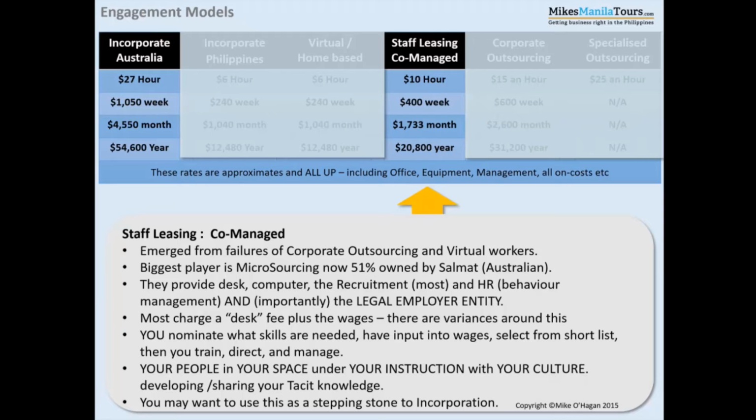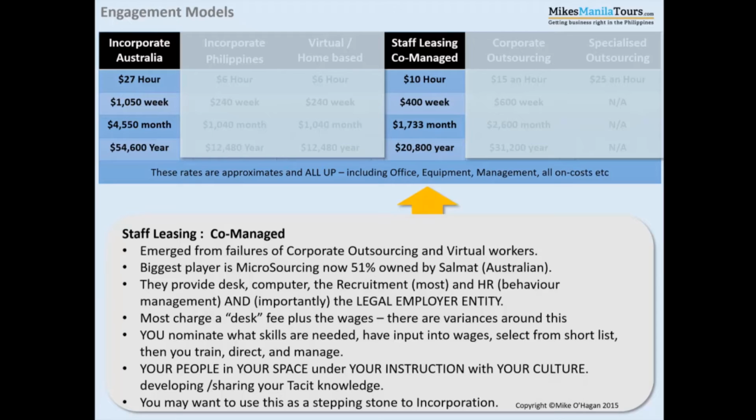The biggest player is a company called Microsourcing. It's now, actually that's incorrect there, 51% is not correct anymore. It's now 100% owned by an Australian company, listed company called Salmat. And there's many copycats and lots of them around, and nearly every day there's new ones opening up. Just be careful, make sure you get somebody who's specialising in this field, not just adding it on to part of another business.